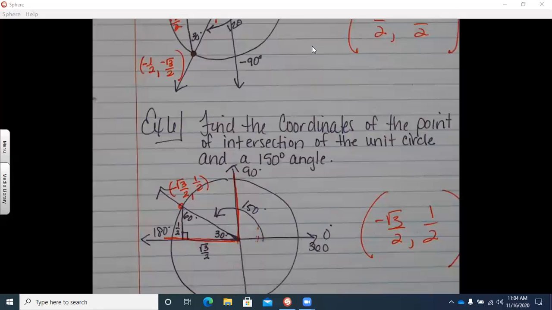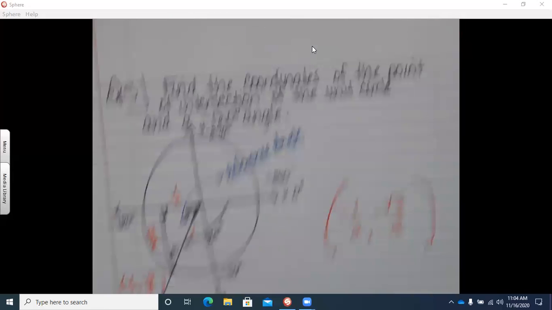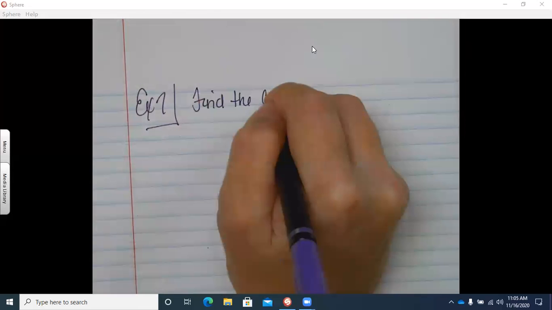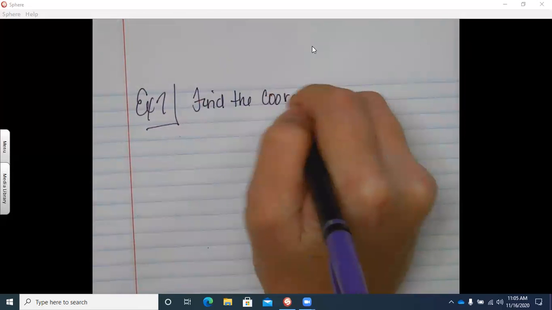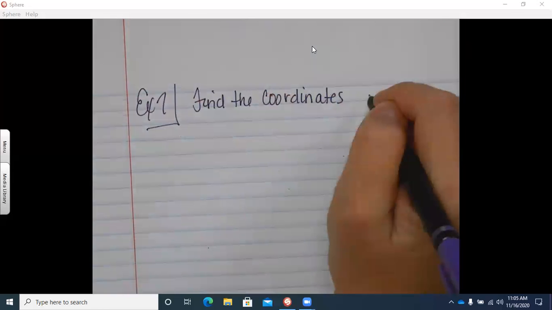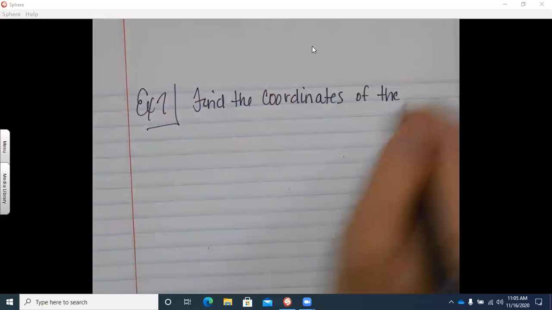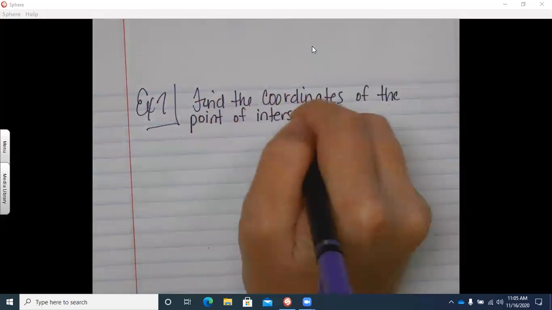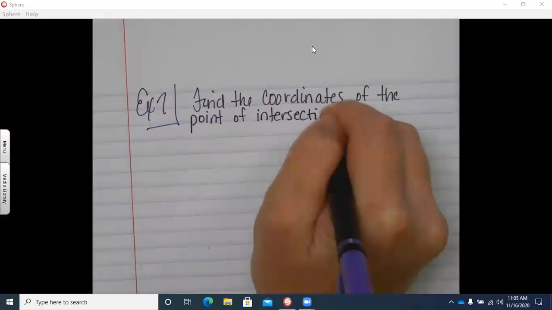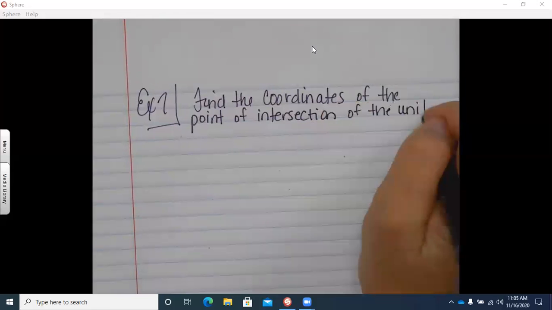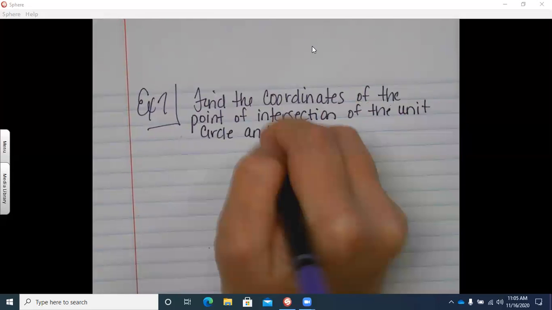All right, try this one. Find the coordinates of the point of intersection of the unit circle and a negative 135-degree angle.